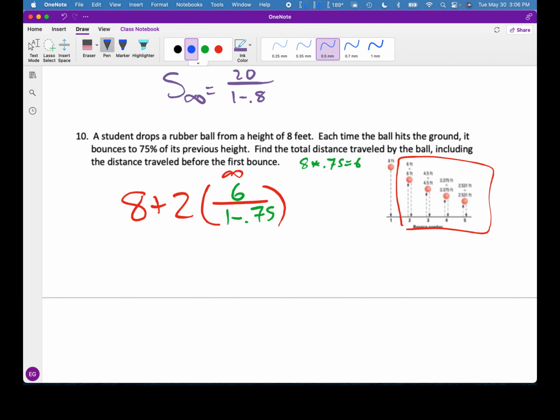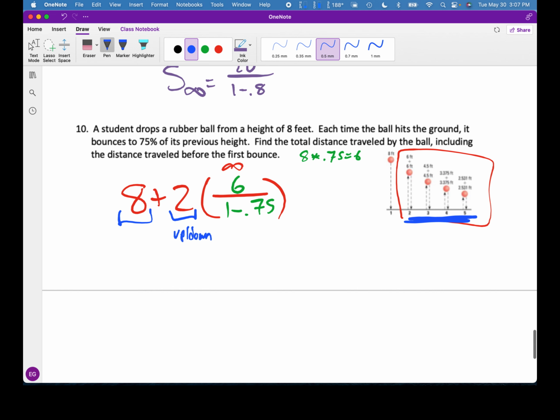So just to kind of reiterate, this is the first bounce. This is because up and down are going to double the distance of every other one that I put in the box here. And then this is going to give us the sum of all of those ones. So that's just a very specific type that happens occasionally.